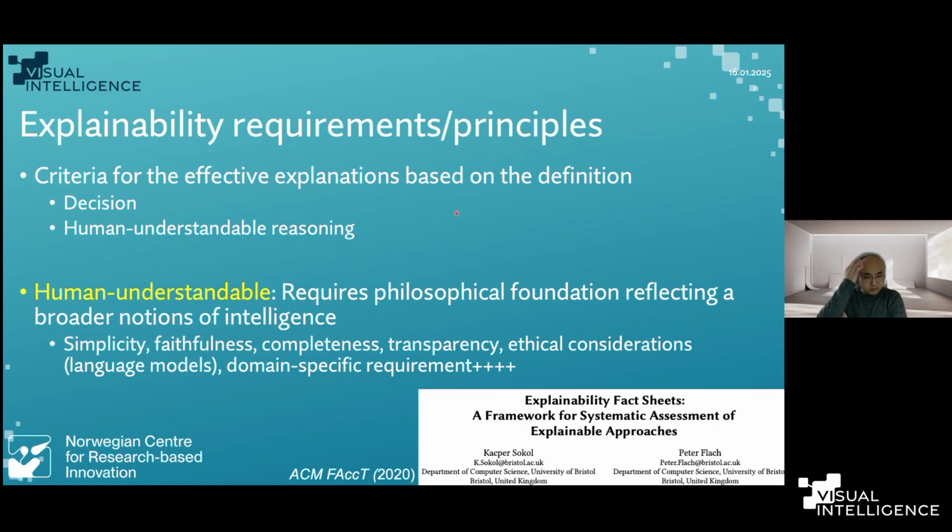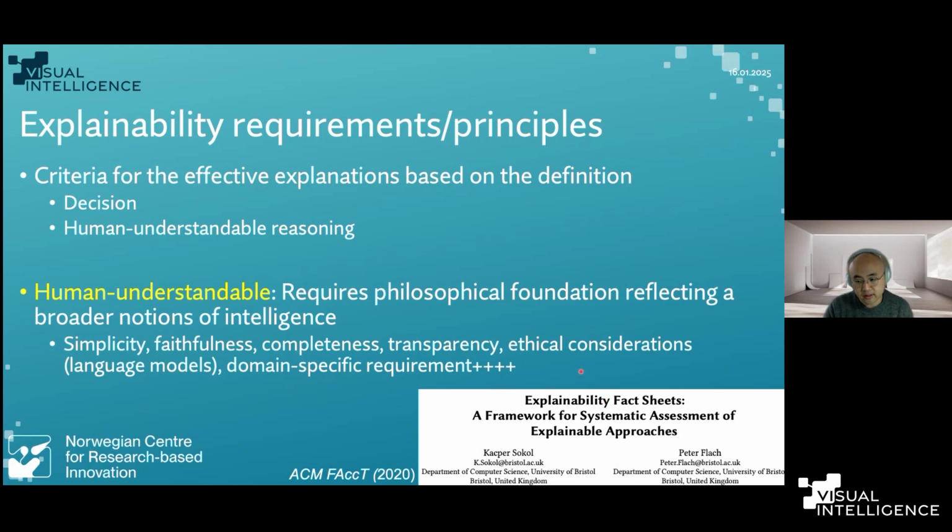So here, the explainability requirements are the criteria for an effective explanation based on the definition, which is decision-related, also human understandable reasoning. For this human understandable reasoning, we need a bit of philosophical thinking, reflecting the broader notion of intelligence. There are many philosophical concepts or principles, for example, simplicity, faithfulness, completeness, transparency, ethical consideration for language models, or domain-specific requirements, and so on. If you want to know a little bit about this philosophical foundation, I recommend you have a look at this paper.